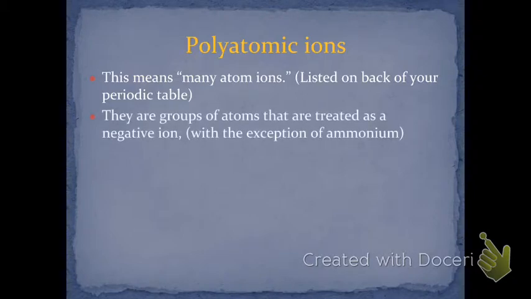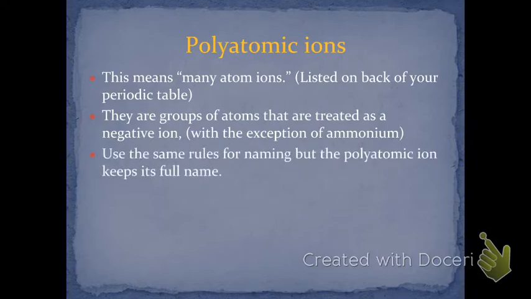So if you look at the back of your periodic table, you'll notice that all the polyatomic ions are anions except for one, which is positive, a cation. That's ammonium. So except for one, polyatomics are negative. When we name them, we use the same rule, except we don't add IDE. It already has its name, so we just keep that particular name.